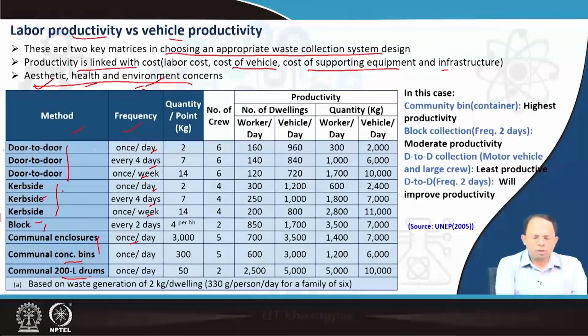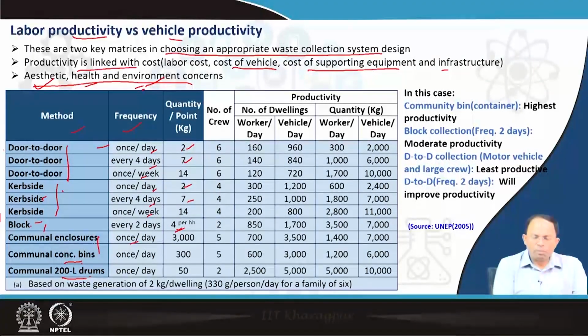For example, if it is door-to-door collection once per day, then the waste generated is only 2 kilograms per household or per point, right? But if it is every 4 days, obviously 4 days worth of waste will be stored, so that becomes 7 kilograms per household or per point. If it is block collection, it is 4 every 2 days, that is 2 kilograms multiplied by 2, so 4 per household. If it is curbside collection, then again it is 2 and 7, it remains more or less the same.